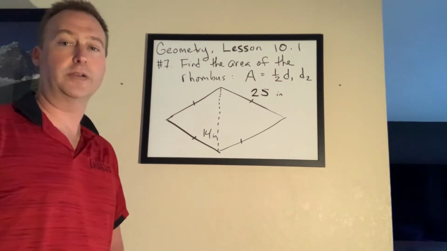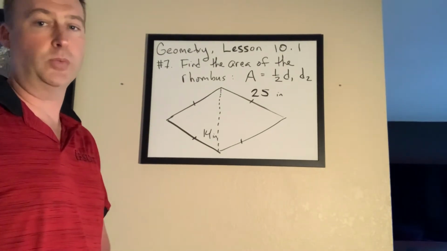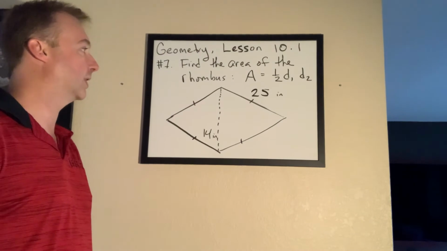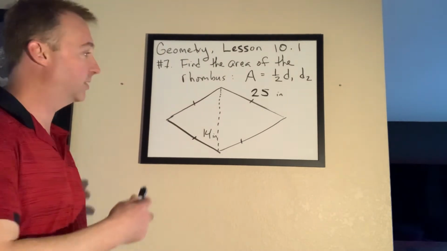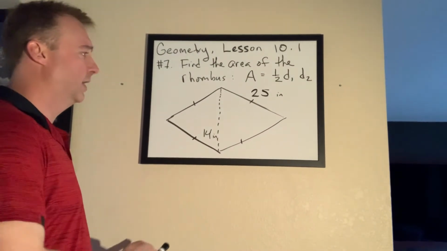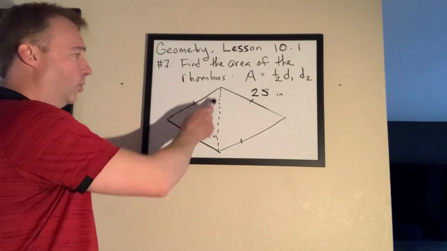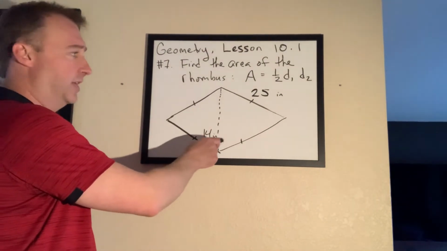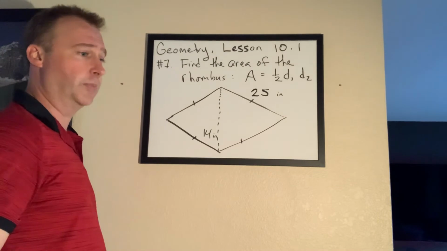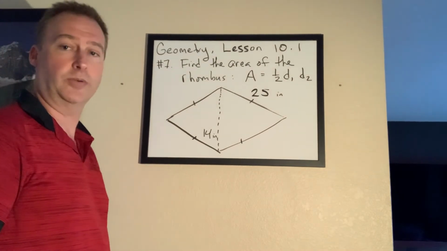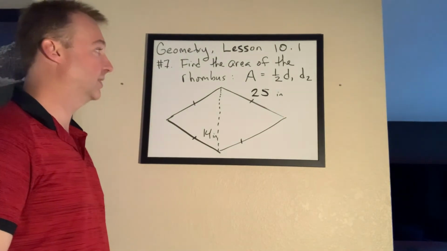Okay, this is the third video from the homework from lesson 10.1. In this video, we're going to find the area of a rhombus, and here's what's given. You're given that one diagonal is 14 inches, and you're given that a side of the rhombus, and remember all the sides are congruent in a rhombus, is 25 inches.